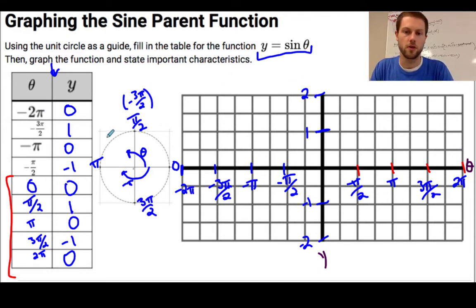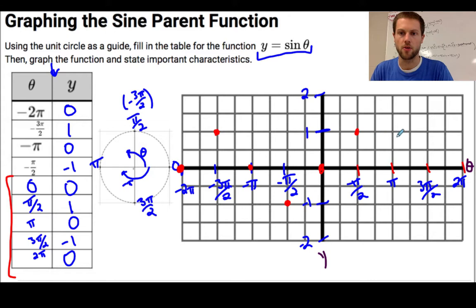So just to keep track of what's going on here. Now let's plot all of these points. So I'll go back to red here for this. Let's start with negative 2 pi and 0. So when theta is negative 2 pi, y is 0. When theta is negative 3 pi over 2, y is 1. When theta is negative pi, y is 0. When theta is negative pi over 2, y is negative 1. And we back up to 0.